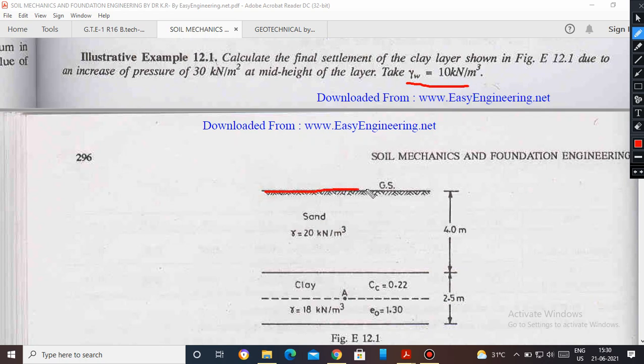If you observe here, this is the ground surface. The ground surface has sand up to 4 meter depth with a unit weight of sand of 20 kN per meter cube, and the clay layer has a thickness of 2.50 meters. This point is the middle of the clay layer. The unit weight of the clay layer is taken as 18 kN per meter cube, where Cc is the compression index. We take the Cc value as 0.22 and the initial void ratio e naught equal to 1.30 for this soil mass. For this we should calculate the final settlement of the soil layer.